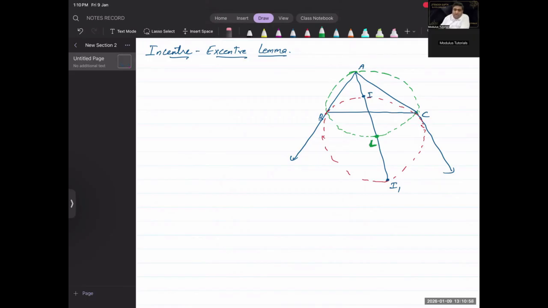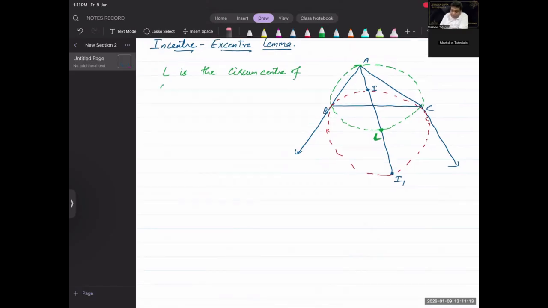Is this clear? So what does this theorem, what does this lemma tell you? This tells you guys that L is the circumcenter of the circle passing through B, I, C, I1. Got it? How can you establish this? For that, let me draw these complete circles so that you have a better visibility.